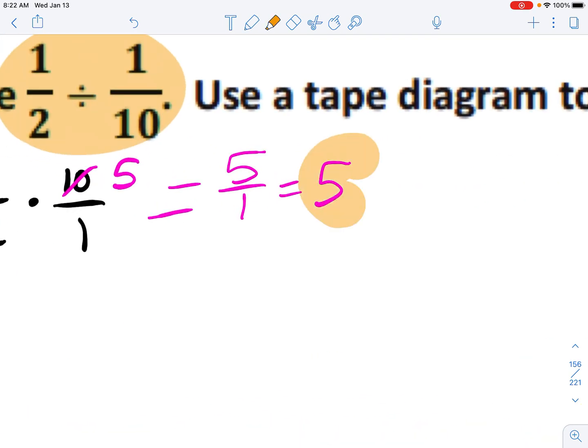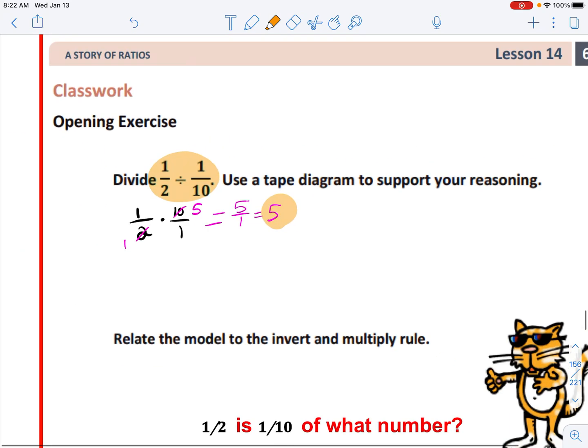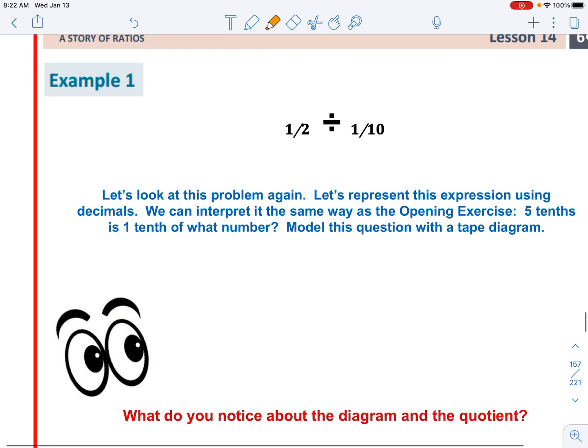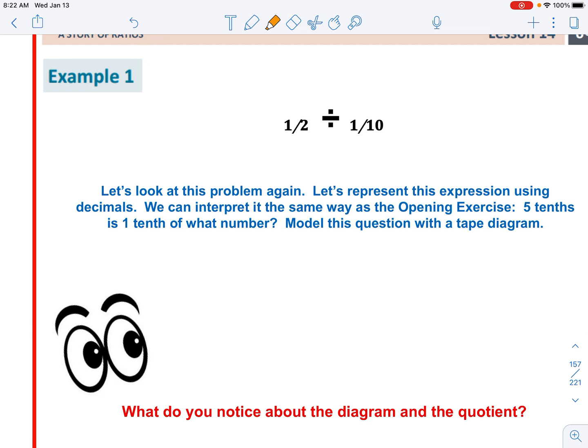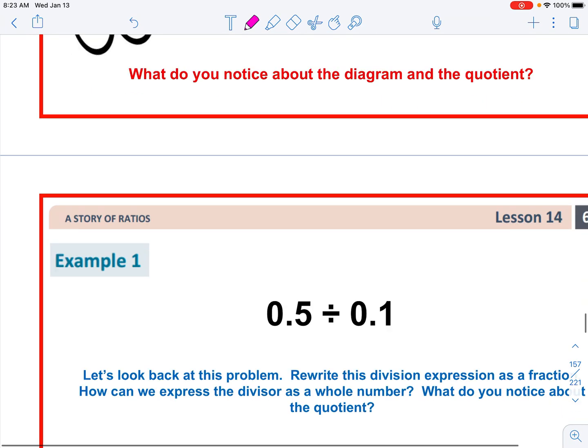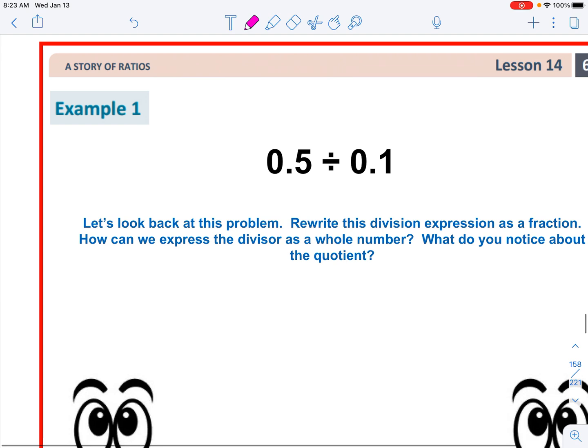Okay, so keep the answer 5 in your mind real quick. Okay, and now let's look at the problem again, and let's represent each expression using decimals. Okay, so 1/2 as a decimal would be 0.5. Okay, and 1/10 as a decimal is exactly how you say it, just 1/10. Okay, 0.1. So this is how they look, and let's solve for this.